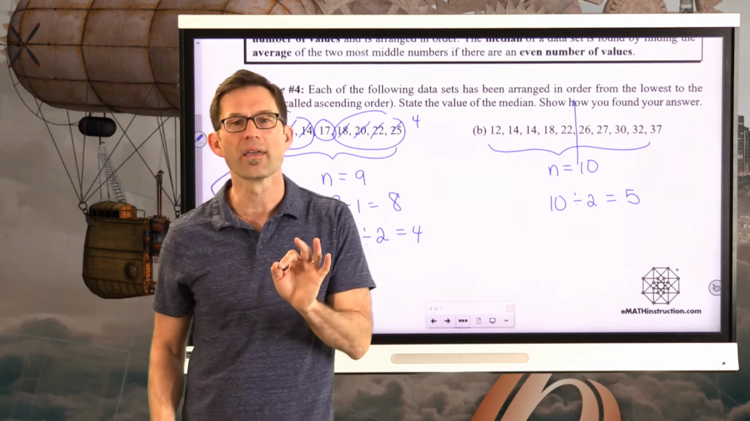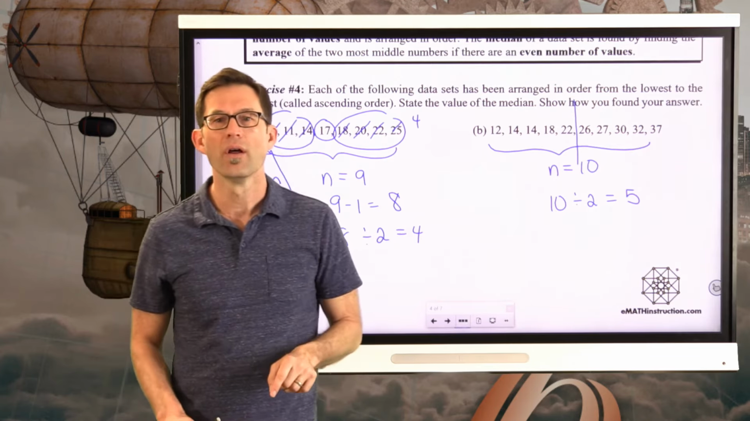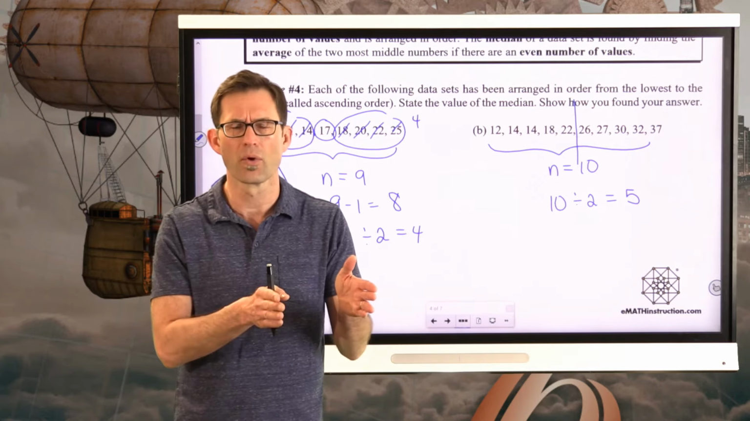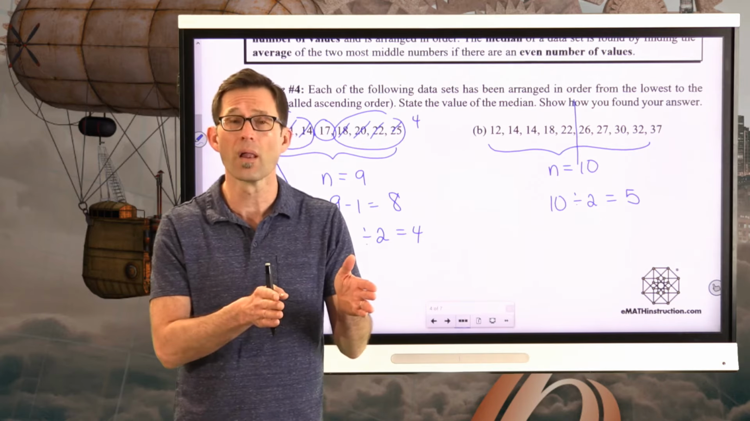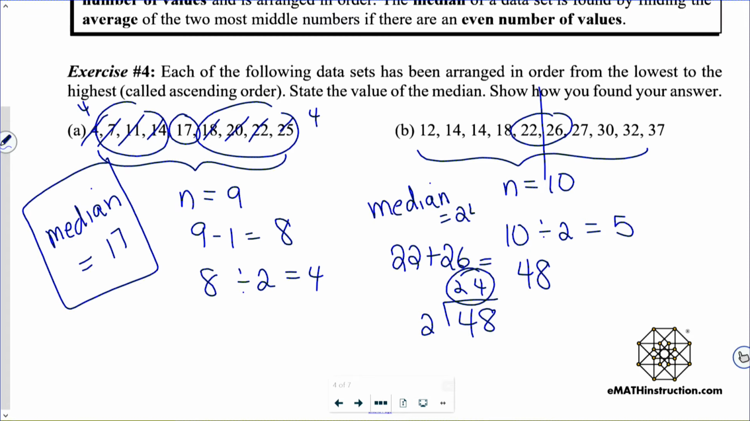And that really gets at the heart of it. I want the number that's right in the middle of 22 and 26. The way that you find that is either by just thinking about what number would be right in the middle of 22 and 26, or I simply find their average. In other words, I take these two numbers and add them together, and I get 48. Then I take 48 and divide it by 2 and I get 24. So the median in this case is 24.